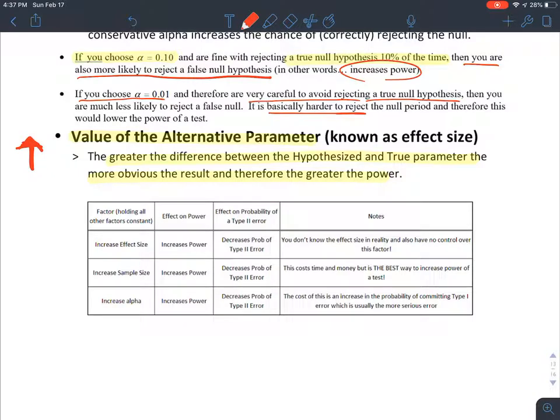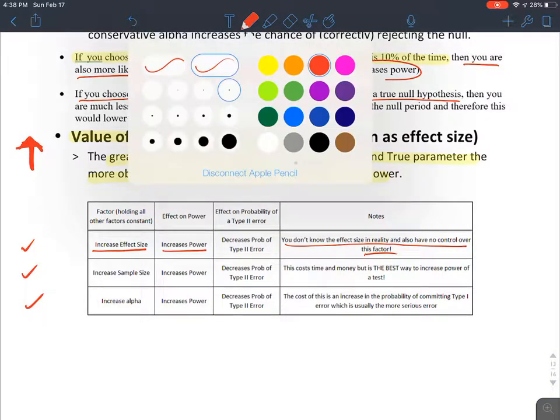Okay? So these are the three factors in this little chart here that are affecting how you could increase your power. Okay? The first one is for you to increase the effect size. Okay? Obviously this increases power. It's going to decrease the probability of a type 2 error, but this is really unrealistic because it says you don't know the effect size in reality. That's the distance between your hypothesized value and the true population parameter, so you don't really have control over this. So that one is not entirely realistic.